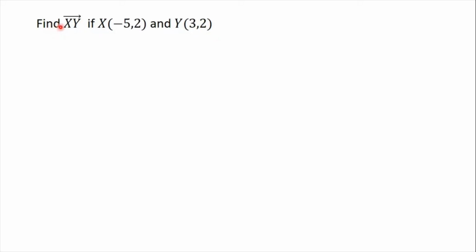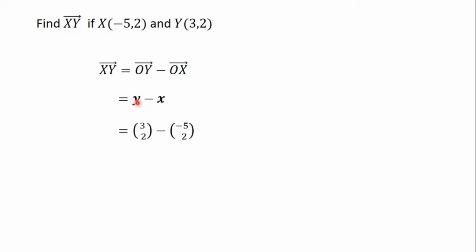We are supposed to find vector XY from the points X and Y. We know that vector XY will give us position vector Y minus position vector X. So vector OY minus vector OX is the same as position vector Y minus position vector X. As I said, in our examination, you don't have to write this. As soon as you write OY, it means position vector Y. If you write OX, it means position vector X. It's the same thing. I just bring it here to explain it in detail for you.